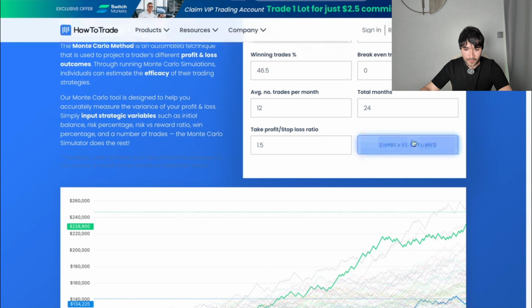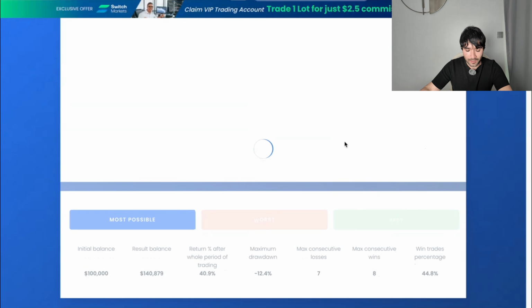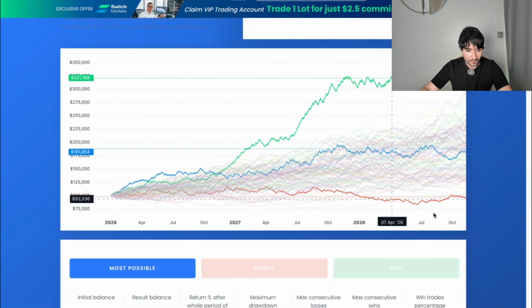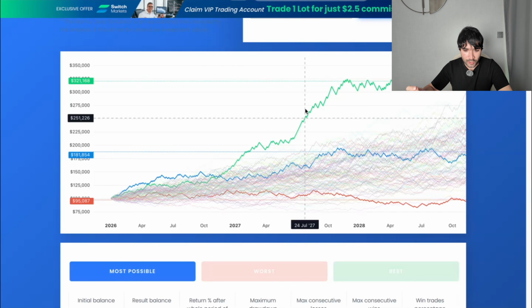But let's go ahead and now run this for a total of 3 years now, to see what that worst case scenario looks like. And as you guys can see, we're still down 5% on the worst case, we're up 81% on the most possible case. And the best case, we're up over 200% for a total of 221,000. That's simply showing up to the charts every day for a few minutes and executing on your setups.